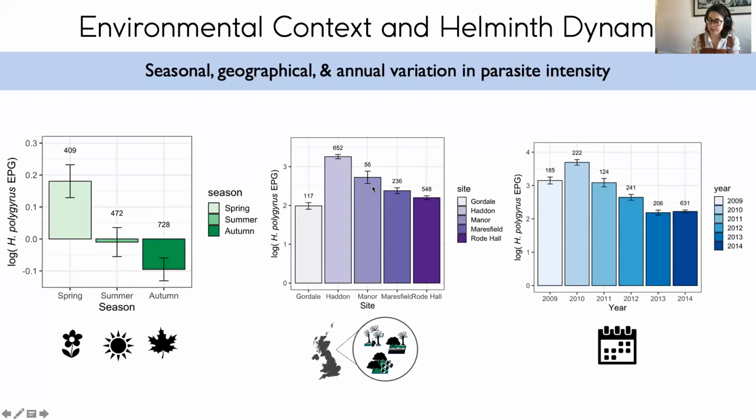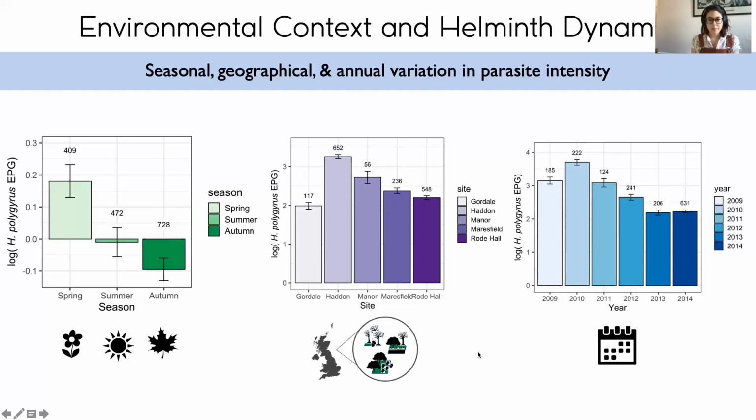But even across different geographical sites, which were quite close together, and this was all trapped near around Liverpool in the UK, we can see there's quite a variation in the mean intensity across the different woodlands. And over the 6 years sampled as well, we find that some years are much, much lower than others.